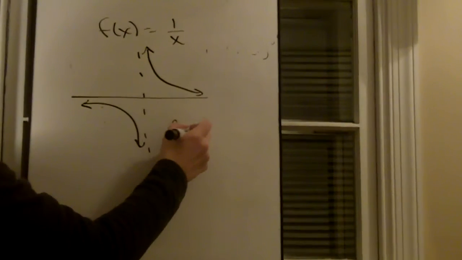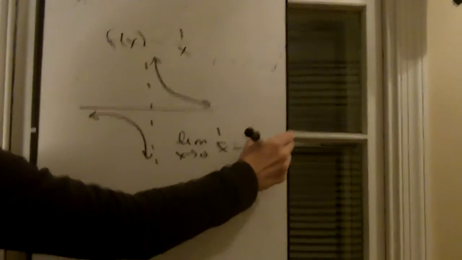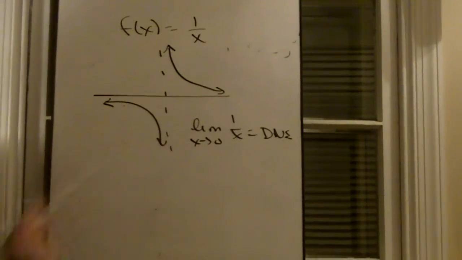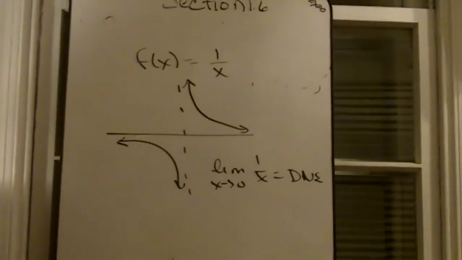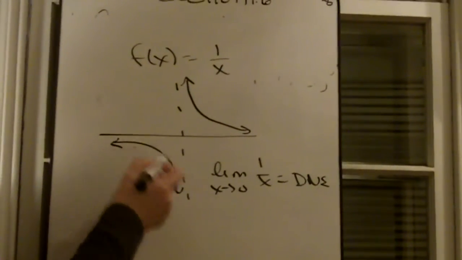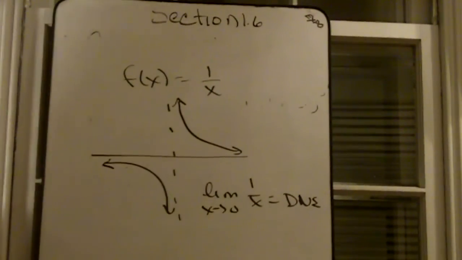And if I tried to get a limit as x approached 0 of the function, it doesn't exist. And because the limit doesn't exist, it's got to be discontinuous. The limit from the left is negative infinity. The limit from the right is positive infinity.